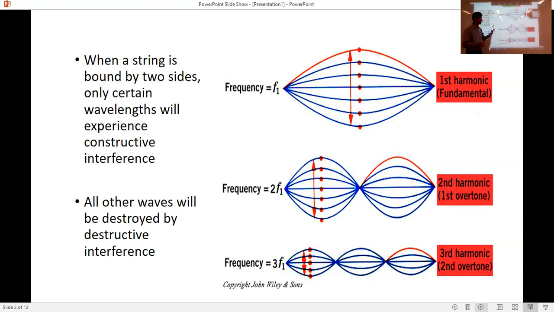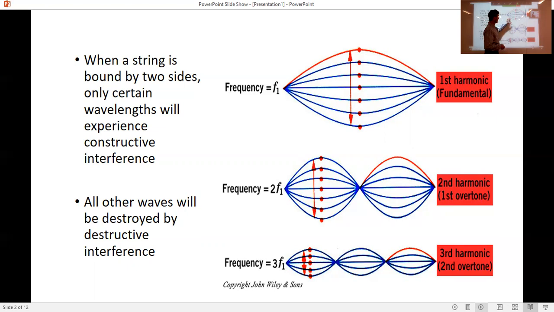All right, so we're going to produce these standing waves, cause them to oscillate, cause them to interfere with themselves. And really what's happening here is we only get constructive interference for certain conditions. Any other wavelength that doesn't fit the way that I prescribed here is going to destructively wipe itself out, and we're not going to get these standing waves.